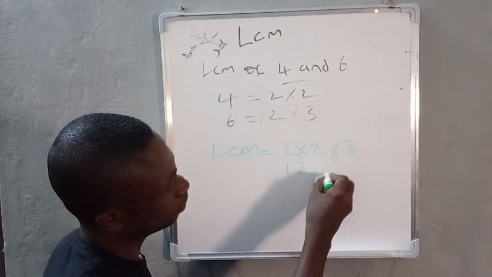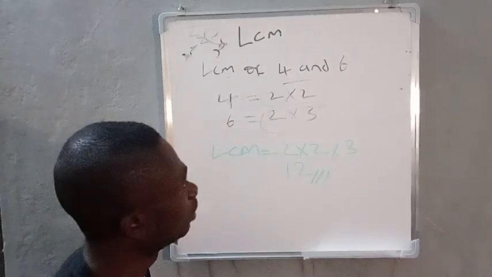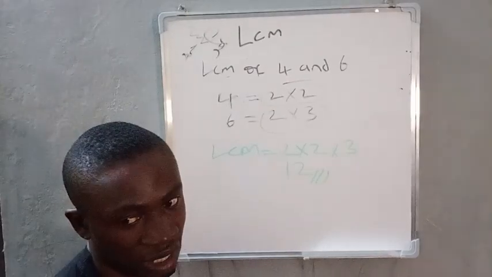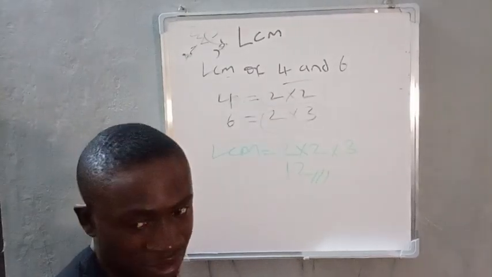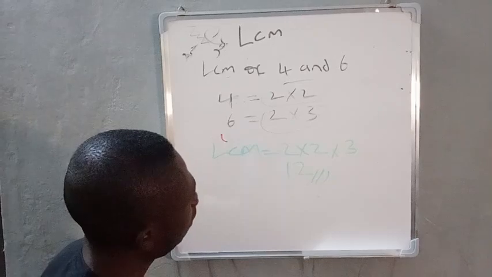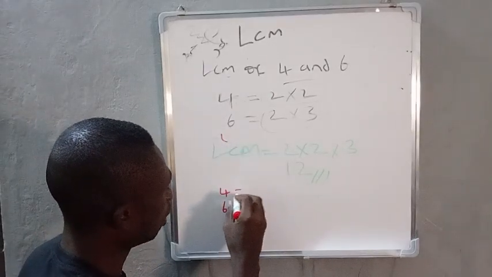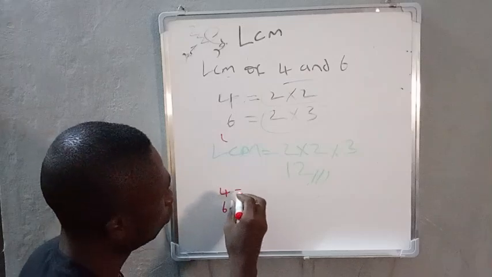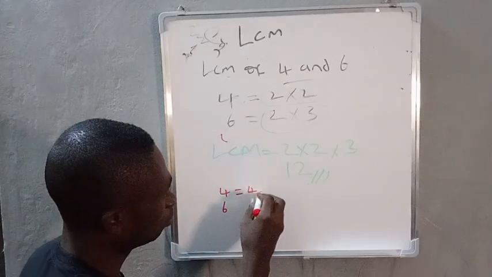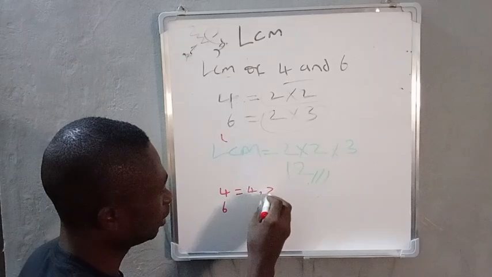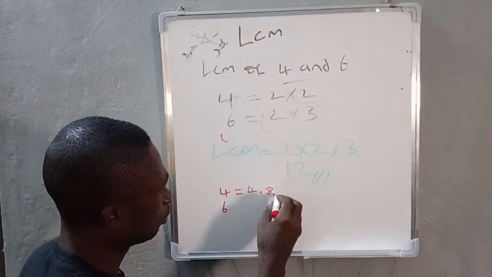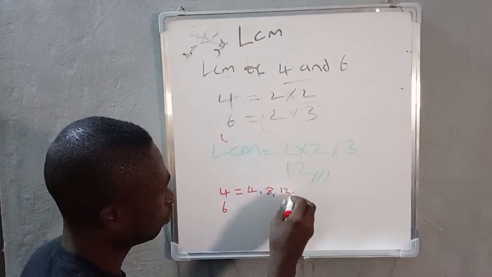So 12 becomes the LCM of 4 and 6. Do you get it? If you want to find out whether your answer is correct, we have 4, we have 6. Now, if you consider the multiples of 4, you realize that 4 is the first one. The second one is 8. That is 4 times 2, 8. Now 4 times 3, 12.